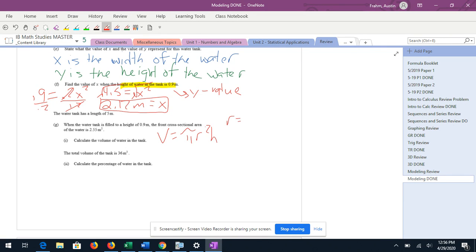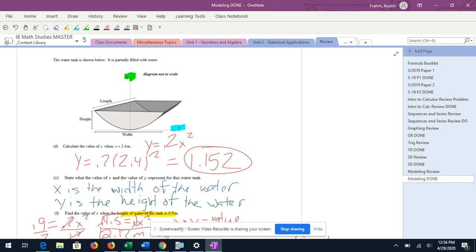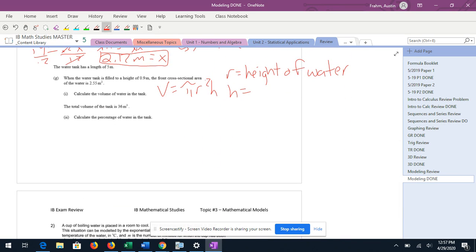R, which is usually the radius of the cylinder, in terms of our problem, would be the height of the water. And h, which is usually the height of the cylinder, in terms of our problem, if I were to stand up the cylinder, so it was standing up straight up and down, the length of our cylinder in this picture would be the height of the cylinder. So h really represents the length of the tank.